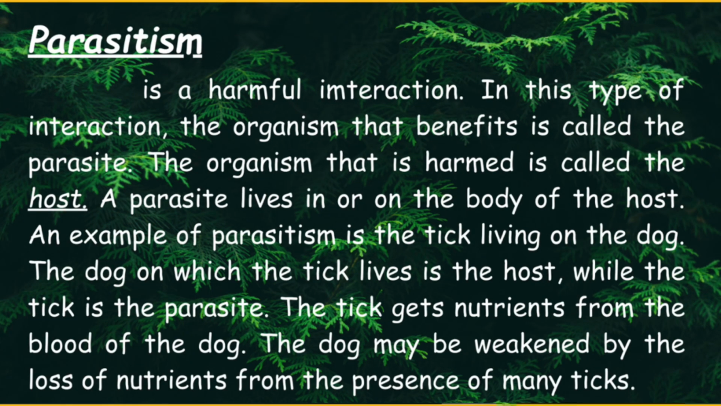Parasitism. Parasitism is a harmful interaction. In this type of interaction, the organism that benefits is called the parasite. The organism that is harmed is called the host. A parasite lives in or on the body of the host. An example of parasitism is the tick living on the dog. The dog on which the tick lives is the host, while the tick is the parasite. The tick gets nutrients from the blood of the dog. The dog may be weakened by the loss of nutrients from the presence of many ticks.